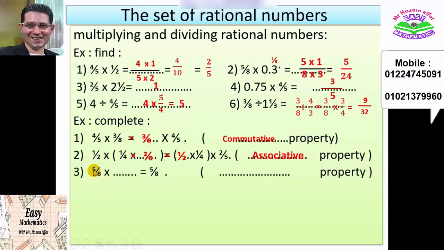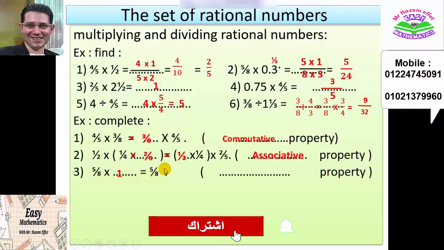Exercise number 3, he gave me here 5 over 8 and he asked me multiply by what equals the same number 5 over 8. We have studied it before. In addition, if we have here the sign plus, we say 0. But here we have multiply, so it will be equal 1. In the case of multiplication, we write 1. Multiply any number by 1, it will be the same.